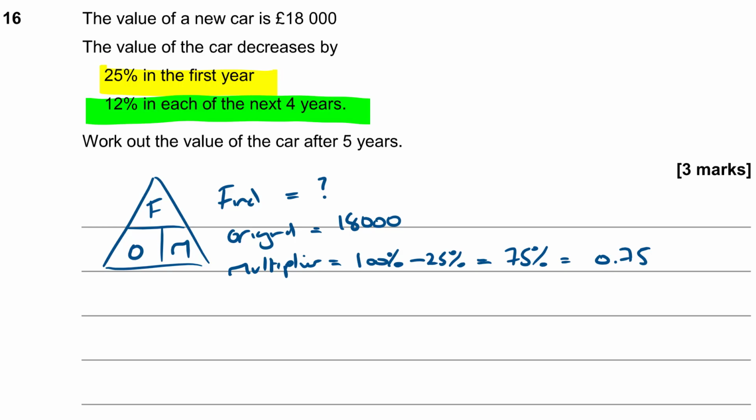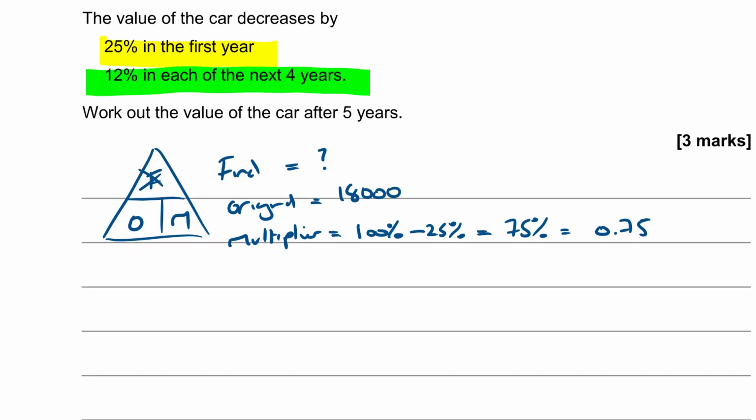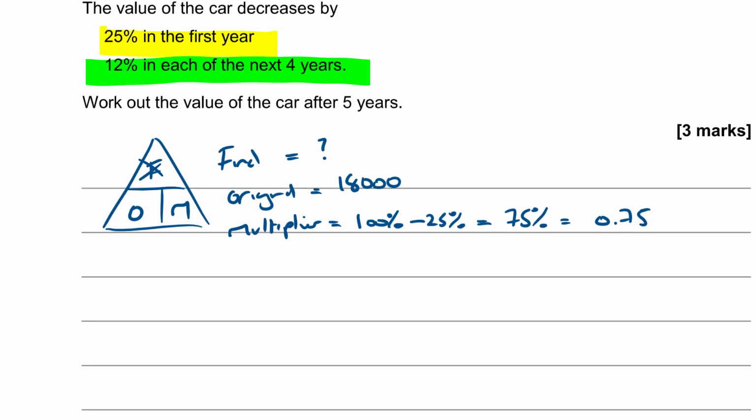Now once I work that out, I cover up the thing I want to find, F, and then the other 2 things tell me what I have to do with them. Final is equal to original times multiplier. It works the same way as the DST triangle if you use one of those.